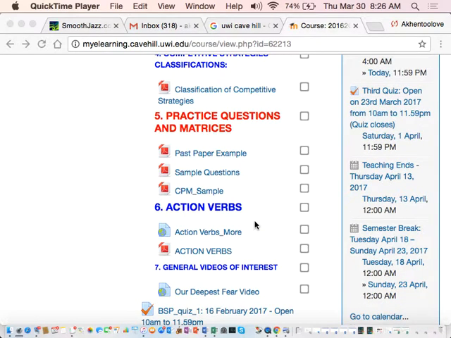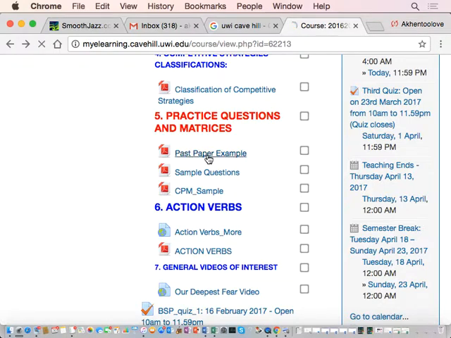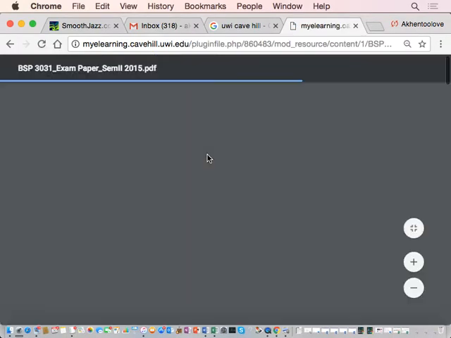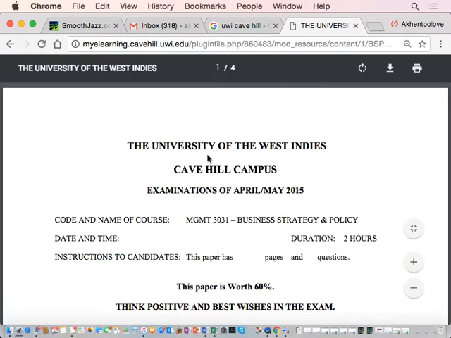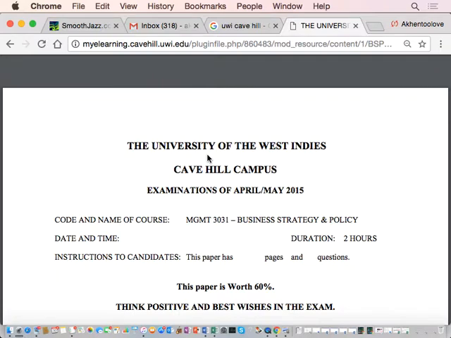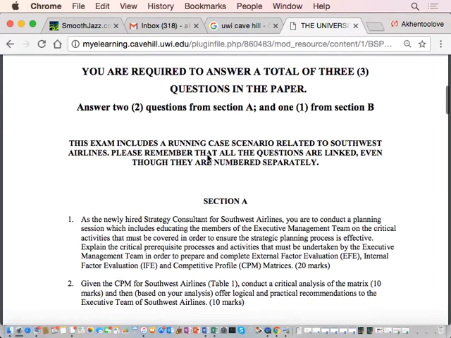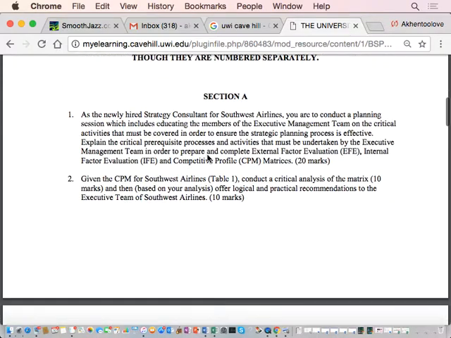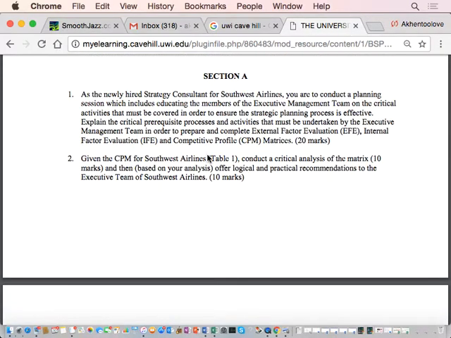Now I have put up a past paper, I only put it up this morning. This is an example of a past paper from 2015, and it's the actual full paper. So in your time, if you want to look at it, it gives you an idea of how questions might be structured. And as I told you, the exam is kind of like a running case.